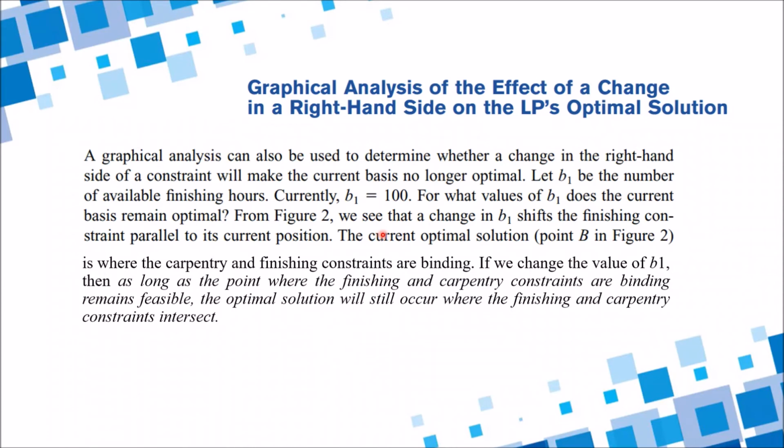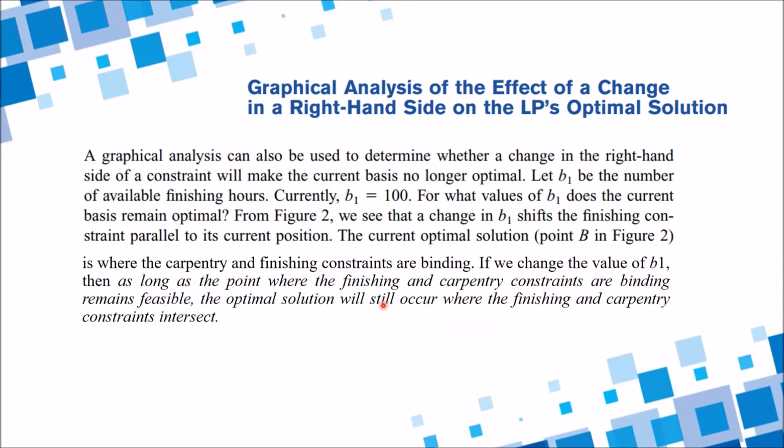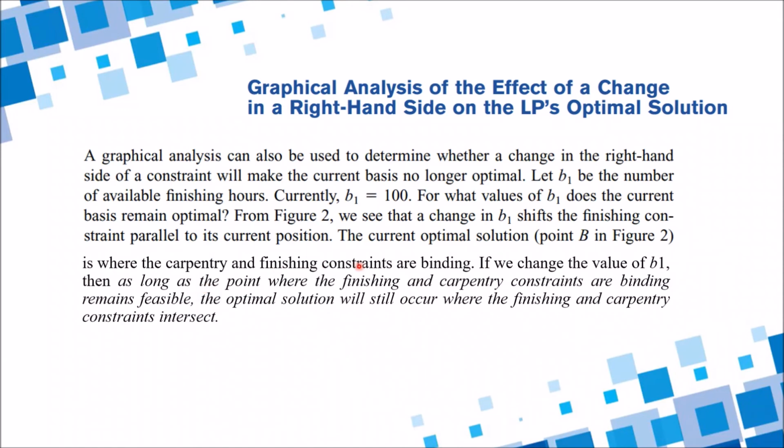Then from the coming figure, we will see the change in B1 will shift the finishing constraint parallel to its current position, and the current optimal solution is where the carpentry and finishing constraints are binding. We can see here, that's point B, that's point C. This is the finishing constraint for B1. B1 equal 100 is right here. For B1 equal 80, it will be this slope. The isoprofit line will be this slope. You have point B here and point C here. What we said in the previous slide is that the current optimal solution is at point B, where the carpentry and finishing constraints cross, which is true.